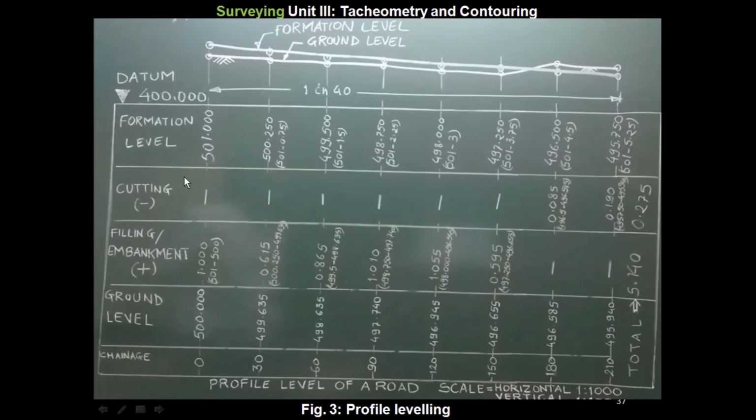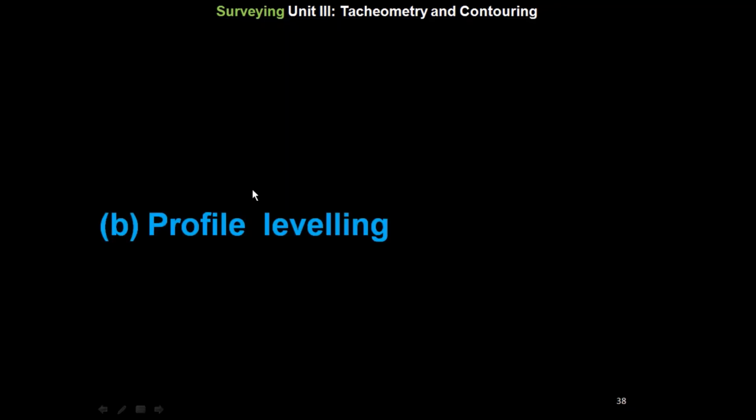Then the formation level or the profile level of the road is calculated here, and the datum is considered, and the gradient has to be considered. So here we can see the ground level, and this is the formation level, this straight line. So we have seen the profile leveling.